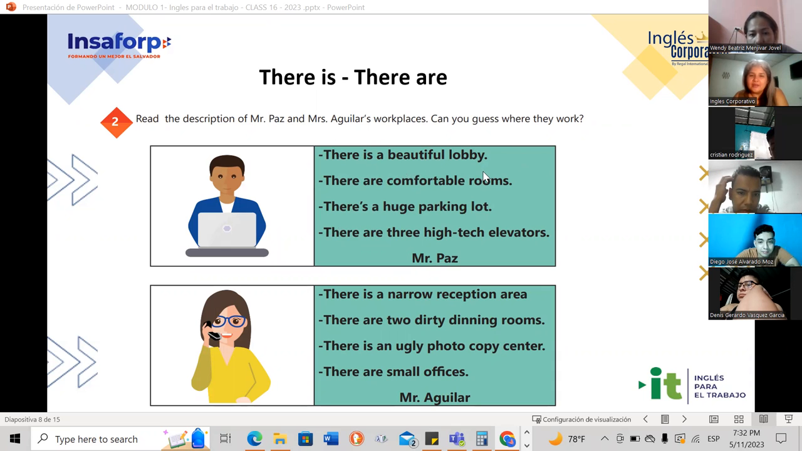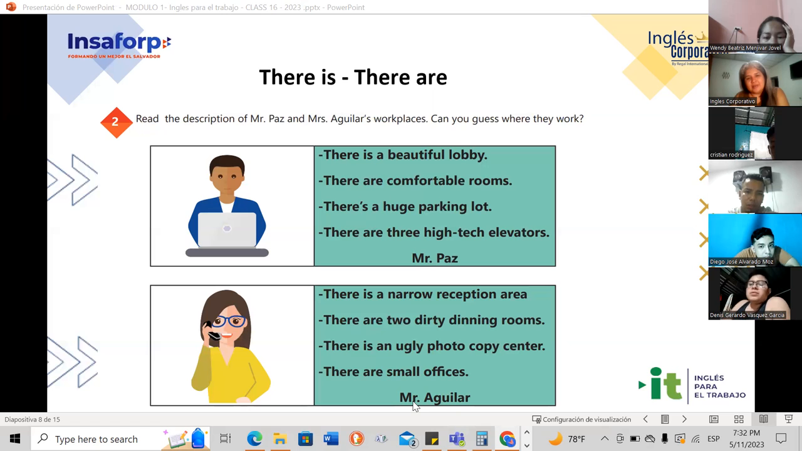Hay un lobby. Hay salas bien cómodas, rooms cómodos. Rooms means como una habitación. Huge parking lot. Hotel. Ajá, hotel, okay. Very good.